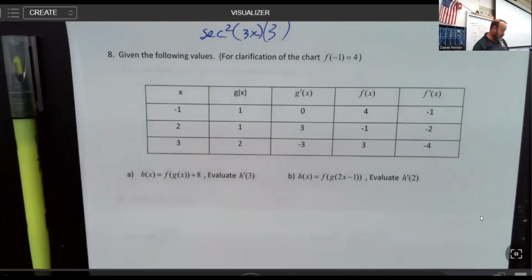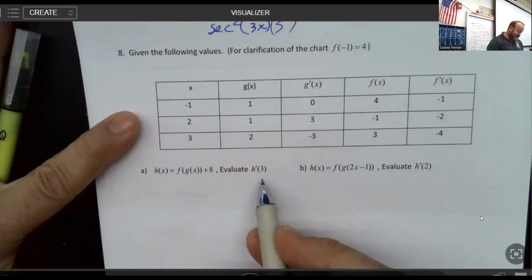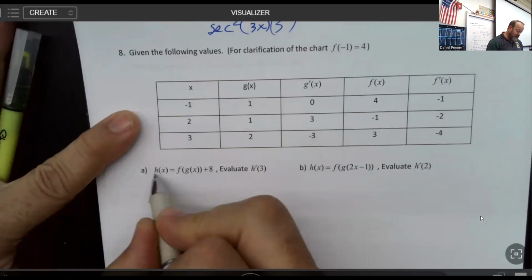It's not a test question this year. I chose to change that. But I want to find h prime of 3. So here's h, and I've got all this data up here.